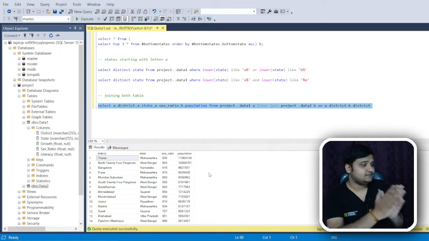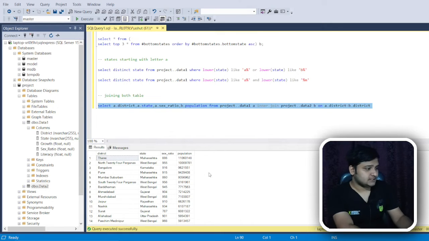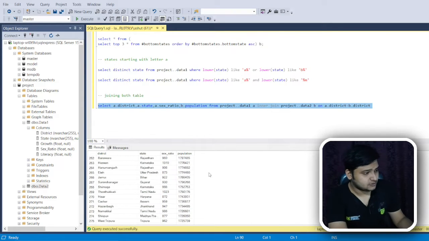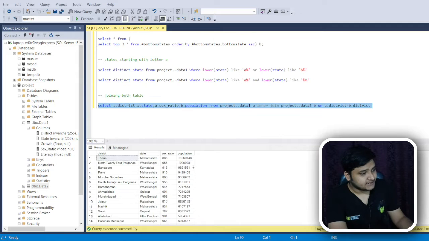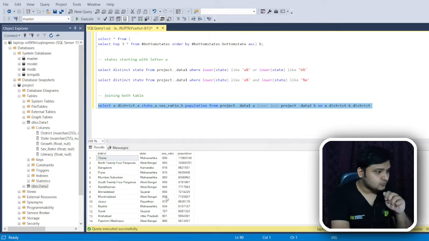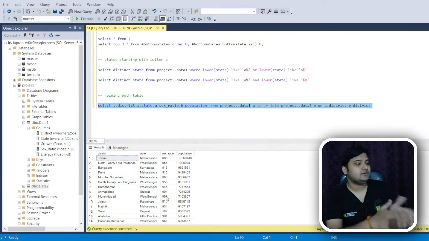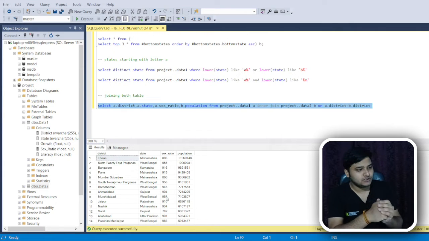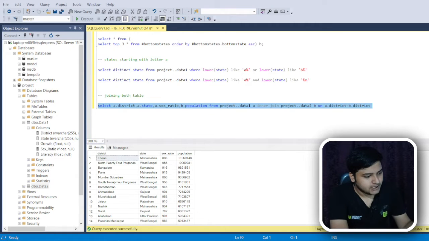Okay, great. We have joined both of these tables. You can see the output we have got: in one of the columns I have the sex ratio, and in the other column I have the total population. That's great. So how do we go about calculating the number of males and the number of females? We'll be using some mathematics here. So what is the sex ratio? The gender ratio is the total number of females divided by the total number of males present in that state. So let us do some calculations here.